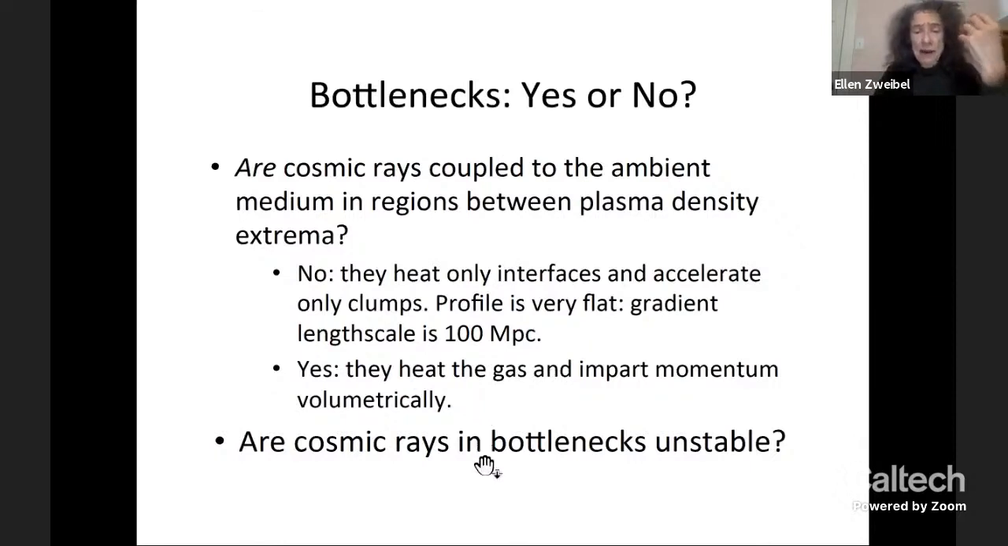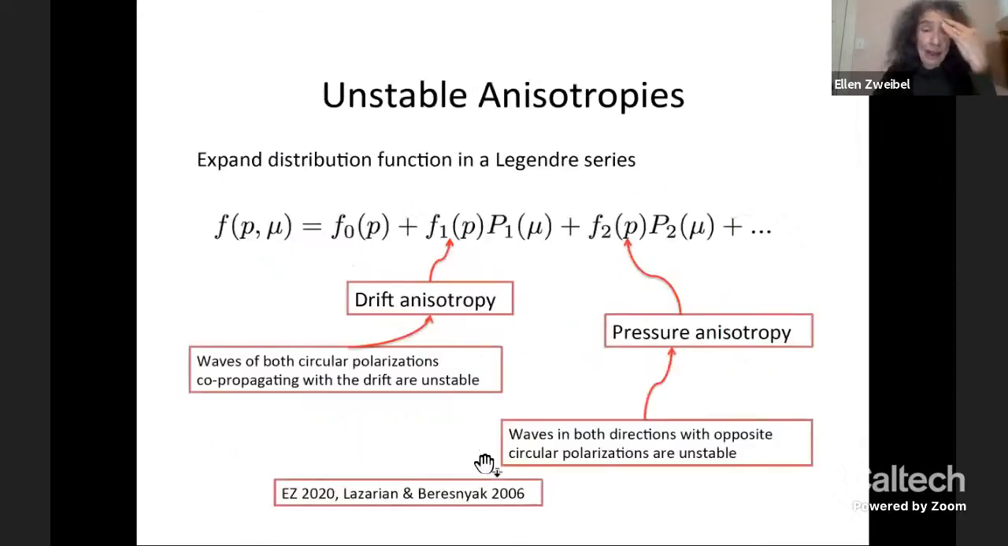So let's go back and look more carefully at this bottleneck question. Up until now, we've considered only drift anisotropy, but there's also pressure anisotropy. The perpendicular and parallel pressures of cosmic rays can be different, and I'll describe in a couple of minutes what could make them so. For drift anisotropy, which is what's classically considered, the waves that go in the same direction as the drift are the unstable ones, and both circular polarizations, left and right circularly polarized waves, can both be unstable.